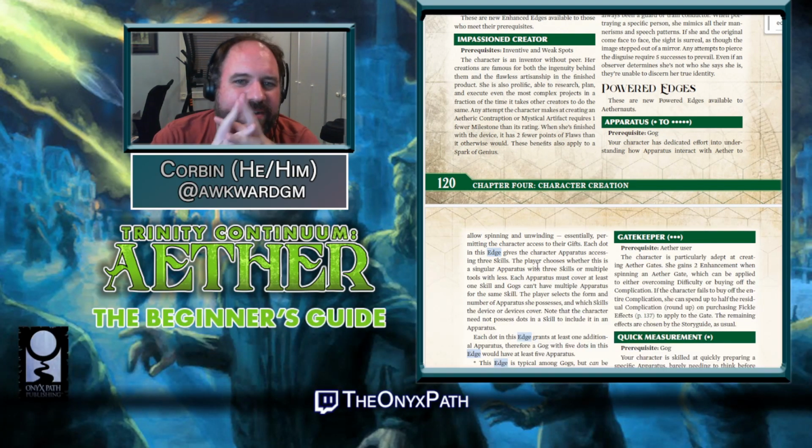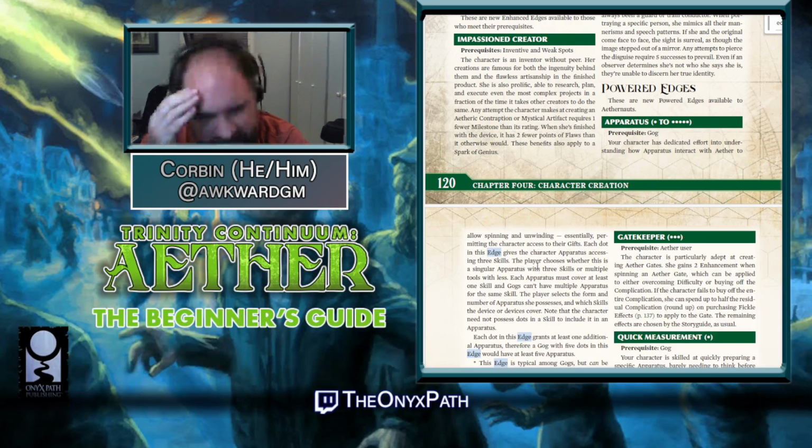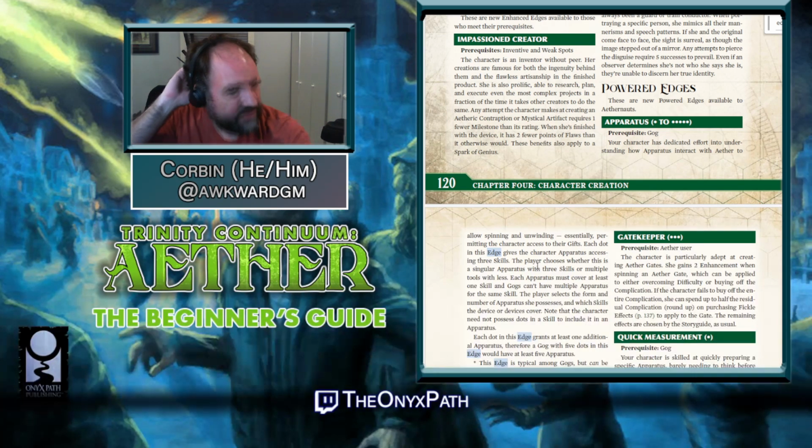Your character has dedicated effort to understanding how apparatus interact with Aether to allow spinning and unwinding. Each dot of this edge gives the character apparatus access 3 skills. Your character chooses whether this is a single apparatus with 3 skills or multiples with less. Each apparatus must cover at least 1 skill, and GOGs can have multiple apparatus for the same skill. Each dot of this edge grants at least 1 additional apparatus, therefore a GOG with 5 dots on this edge would have at least 5. Okay, so I'm going to have 2.